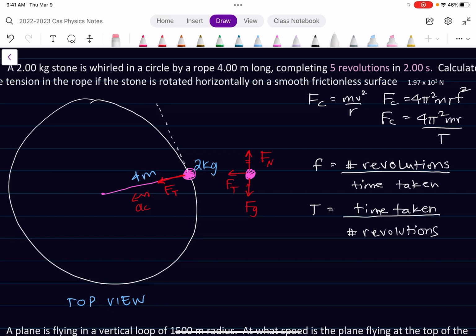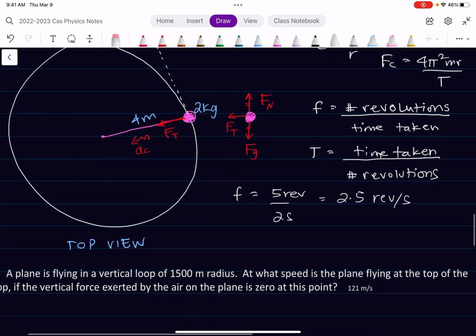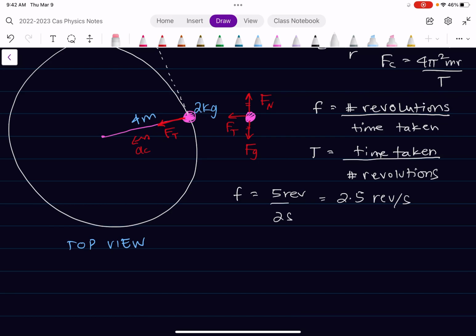So to find the frequency, in this case, we would say the number of revolutions is 5, and the time it takes is 2 seconds. So in this case, my answer would be 2.5. And the units here, as you can see, are revolutions per second, which is another way of saying hertz. Hertz is a revolution per second.